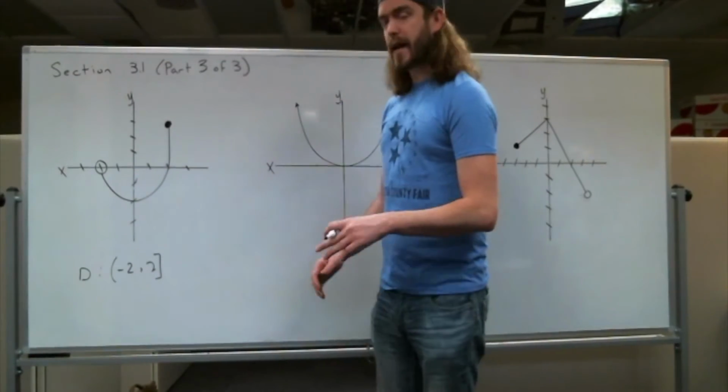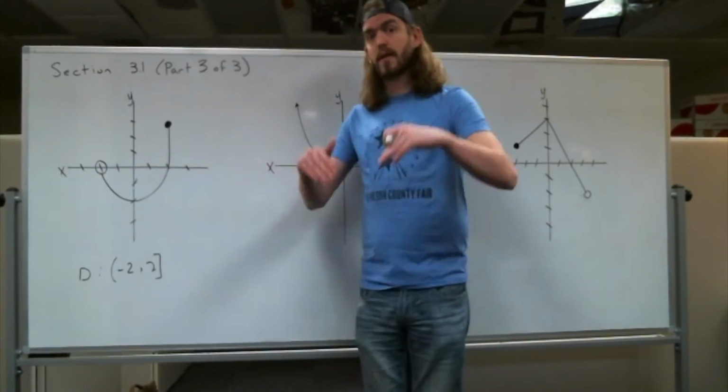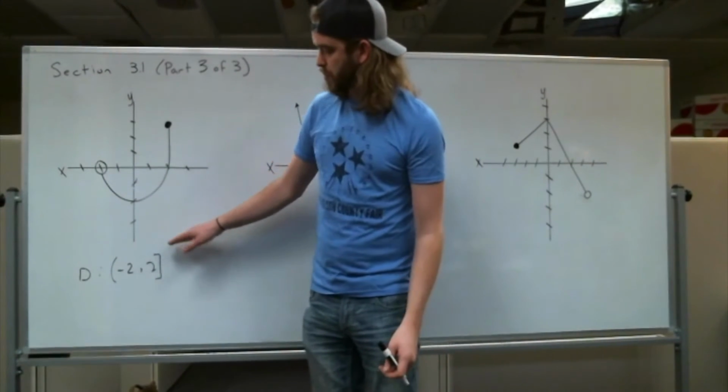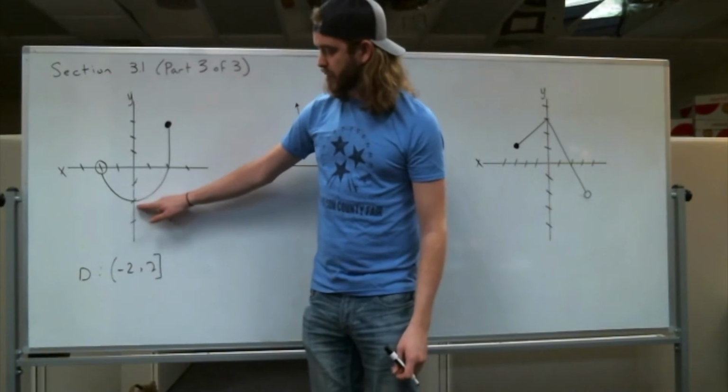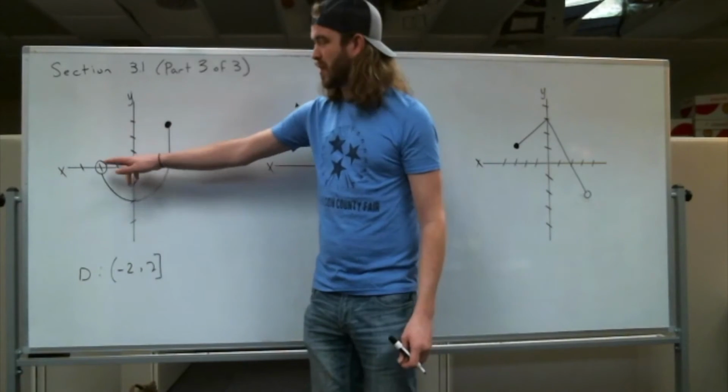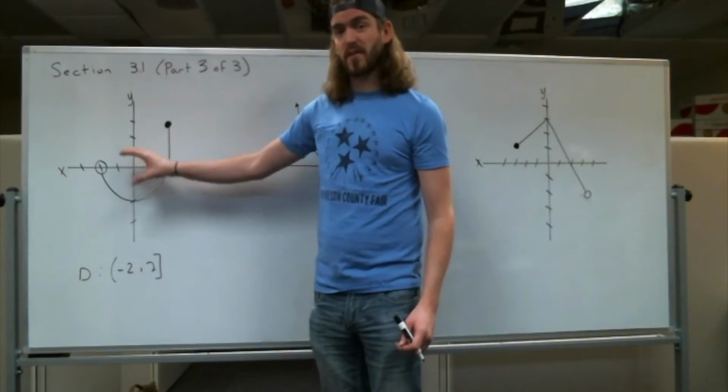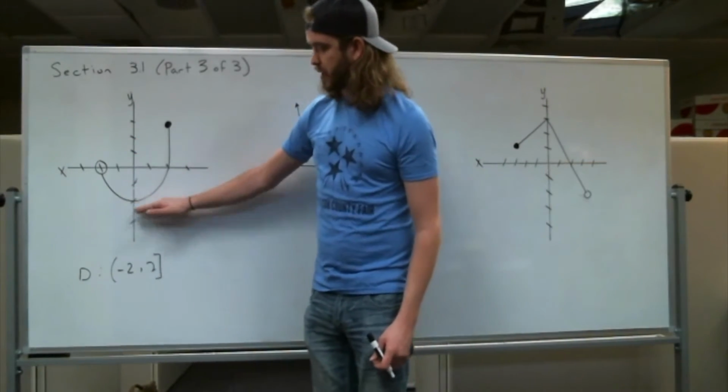When we're talking about range, we're going to see how far down to how far up we can go. So if we look at this one, the lowest point that it hits is -2, right? So we're not necessarily looking at the endpoints, we're looking at the graph as a whole. So the lowest value that it hits is -2.